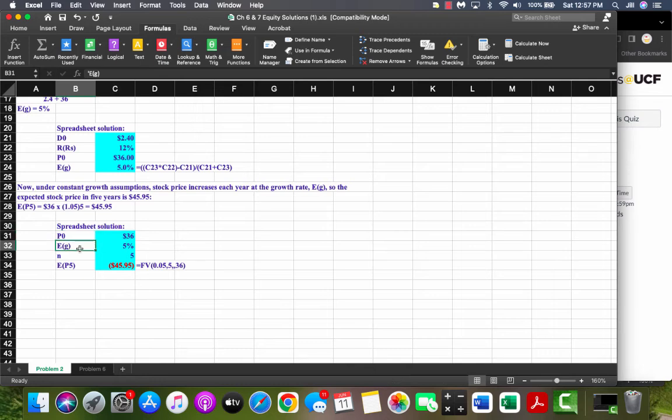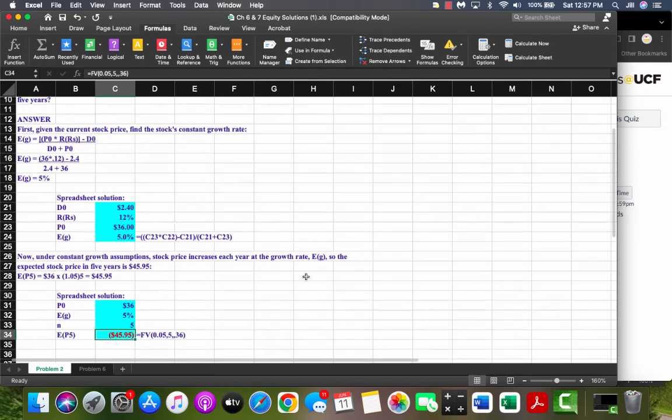Then we have our constant growth rate, which is that 5%, and our N here is 5 years because we want to know how the growth rate will impact the stock price. So in 5 years, how much would that stock be worth? So we're going to do a future value, so we can use the future value equation of the constant growth rate, the number of years, and then our current rate, and that gives you 45.95 there.